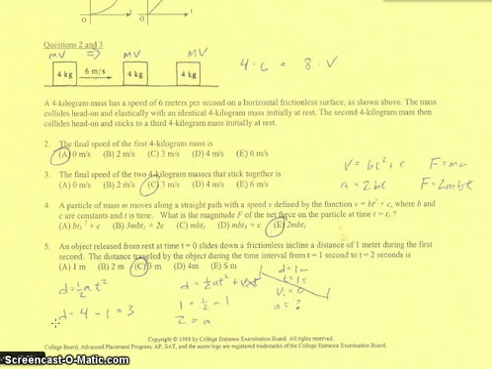To find the force, I need a mass times an acceleration, so I took my velocity function and did the derivative of that to get my acceleration function, and then took the acceleration times the mass, and that's how I got the answer for E.